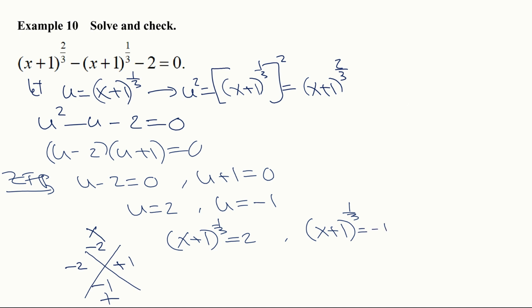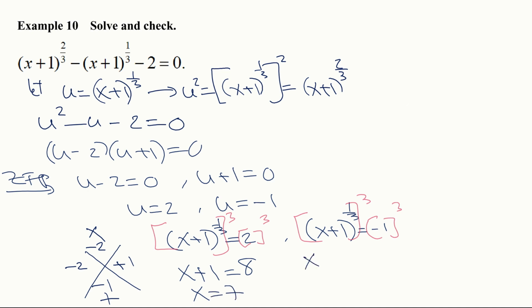So at this point, all we have to do is go ahead and cube both sides of both of these equations. So on the first equation, we get x plus 1 equals 8, or x equals 8 minus 1, which is 7. In this one, we get x plus 1 equals -1, so x equals -1 minus 1, or x equals -2.